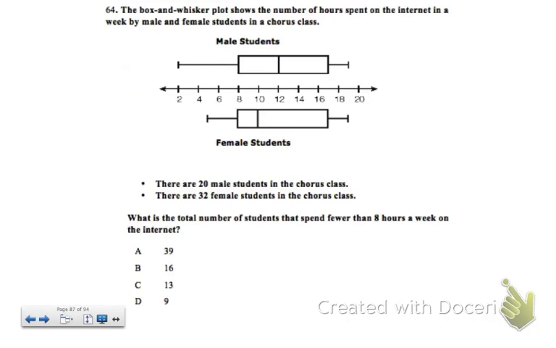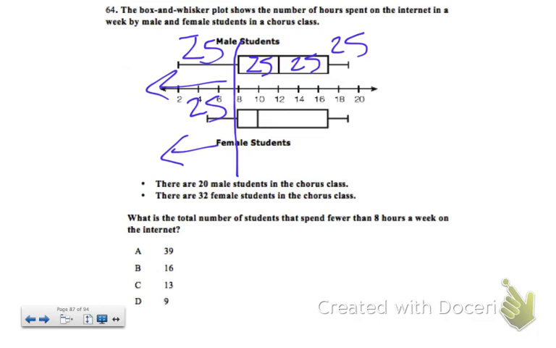Okay, so keep in mind, no matter what the box and whisker plot looks like, each part is 25% of the data. Okay? Fewer than 8 hours a week is going to be here. And in both cases, that's 25% of the data, because less than goes this way. So you're just asking yourself, what's 25% of 20? Well, a fourth of 20 is 5.